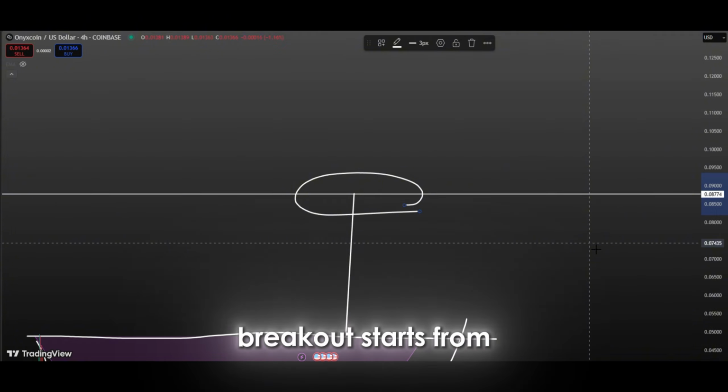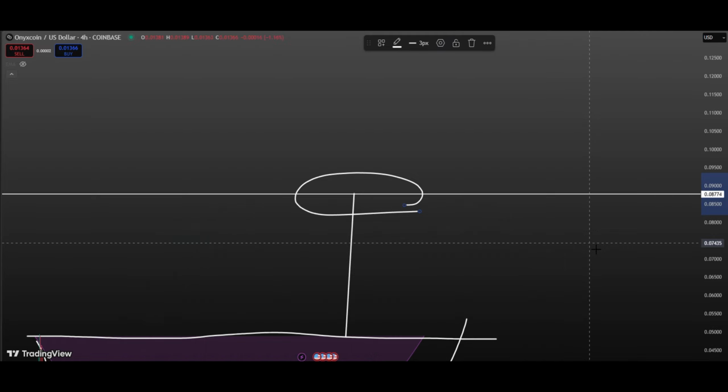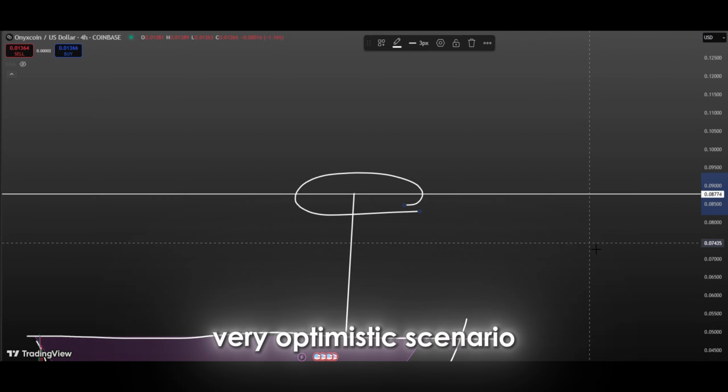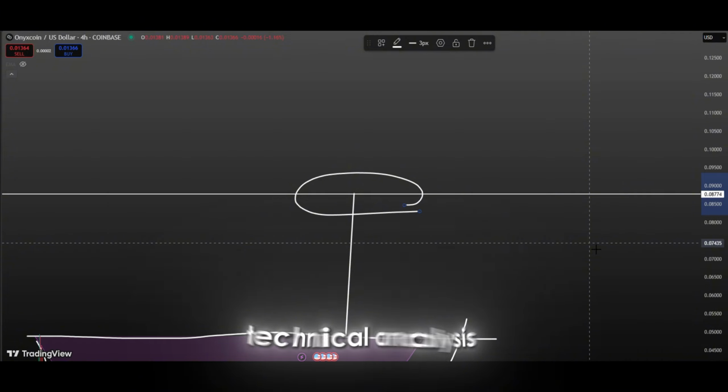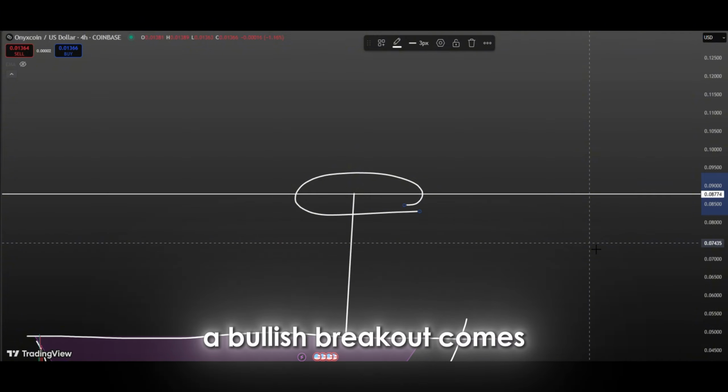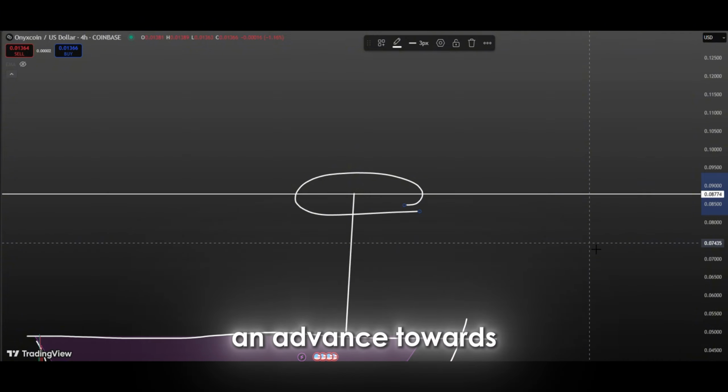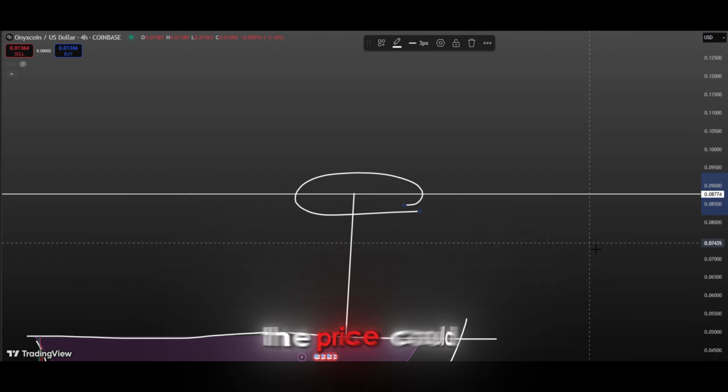If an upside breakout starts from this level, we could see the price heading towards the upper zone of the dish pattern. This presents a very optimistic scenario in terms of technical analysis. In particular, if a bullish breakout comes and we see an advance towards the top of the dish, the price could reach much higher levels in the future. And the target of the dish is around 9 cents.